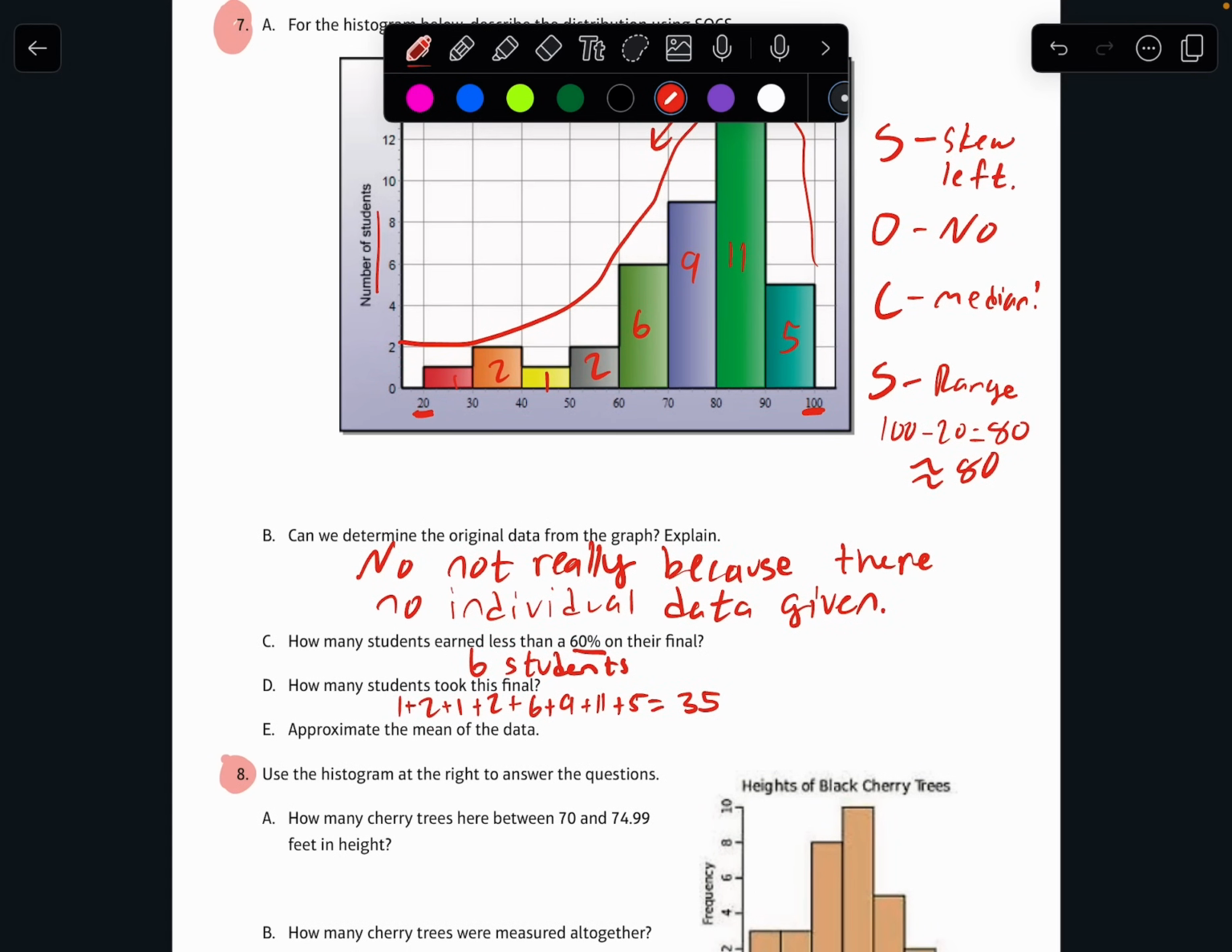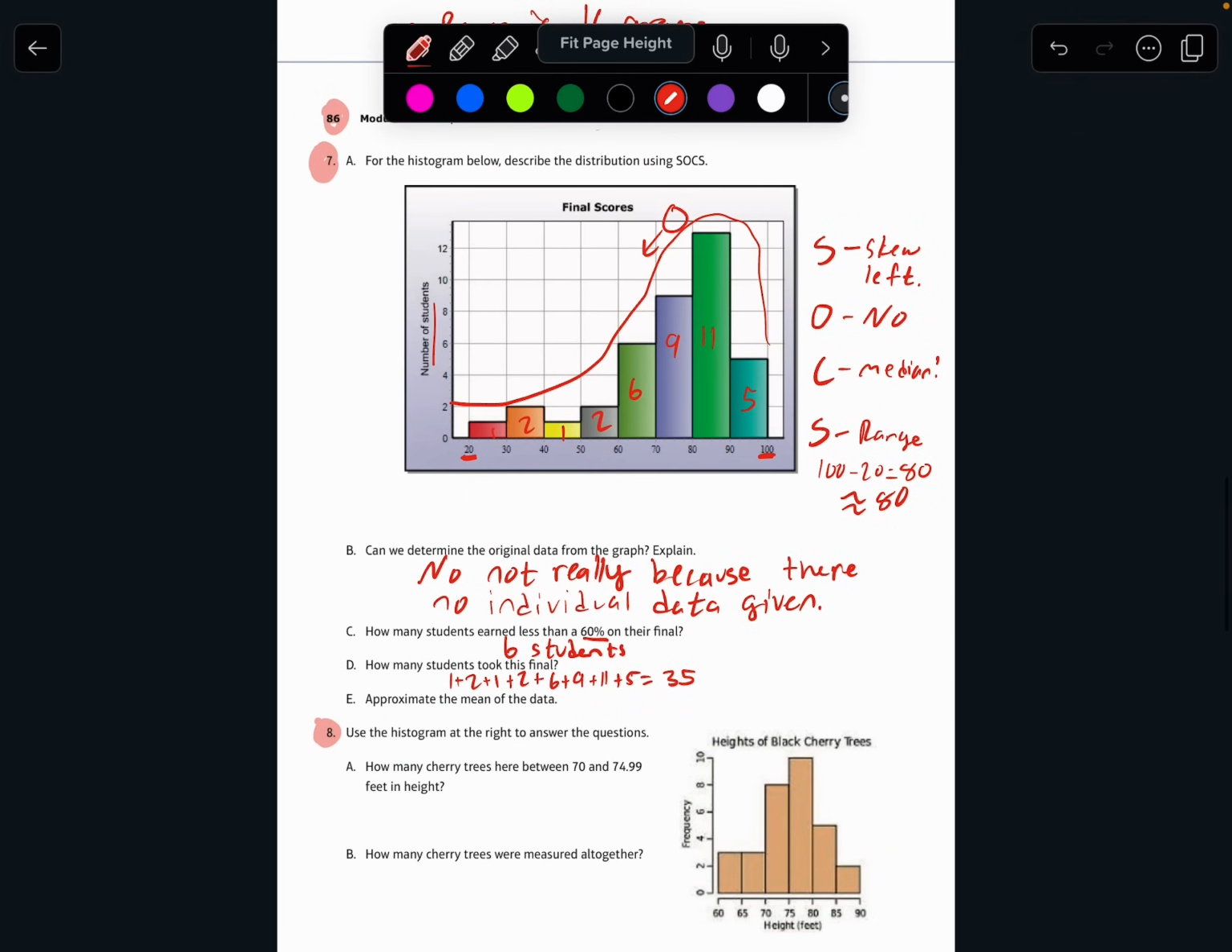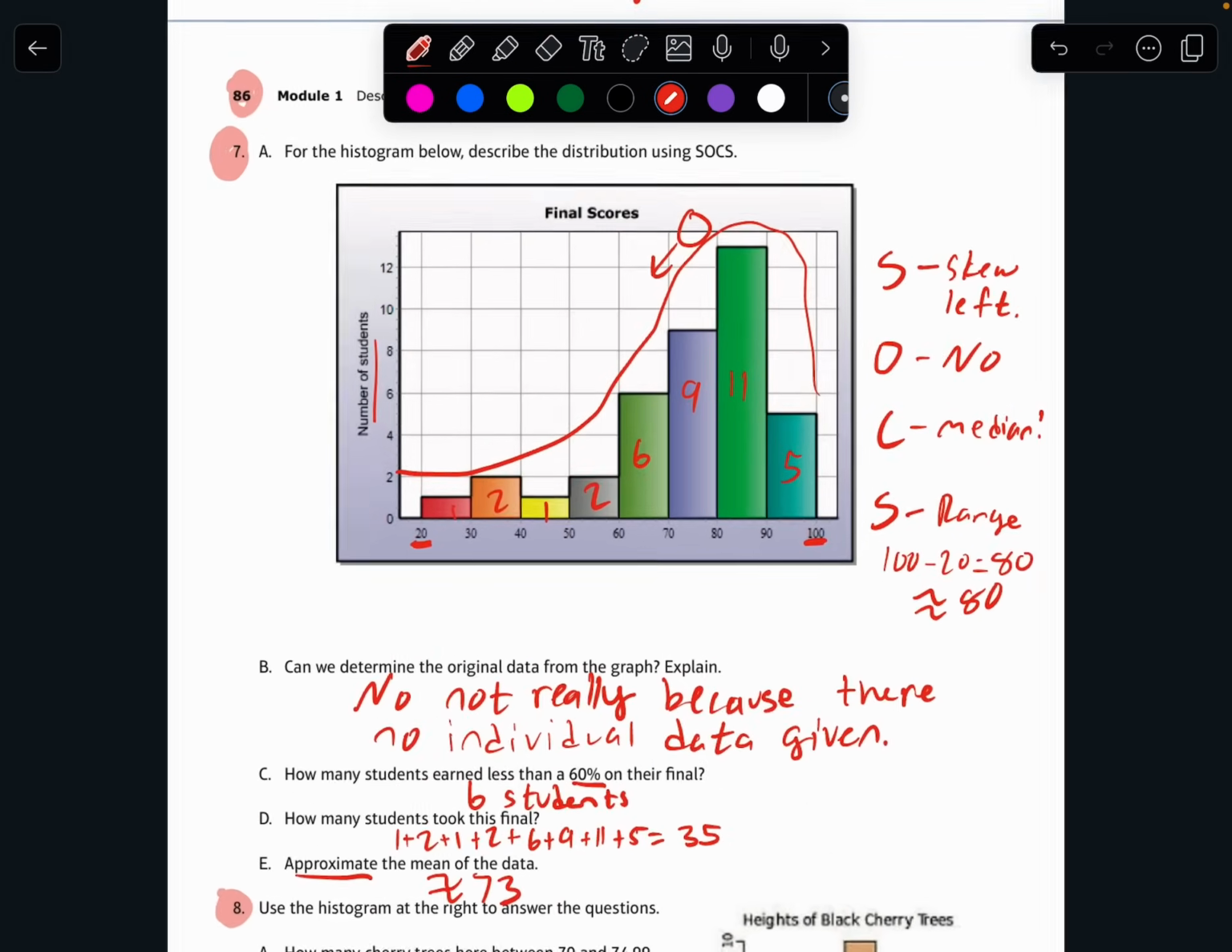And then approximate the mean of the data. Honestly, just by looking at it, because it is asking us to approximate, I'm going to say about 73. But answers will vary, so as long as you're within that range, nearby 73, that's totally okay too. Again, they're asking us to approximate because we don't know the data other than what's given to us. We're given ranges rather than individualized points, so it's really hard to figure out the actual mean of this.